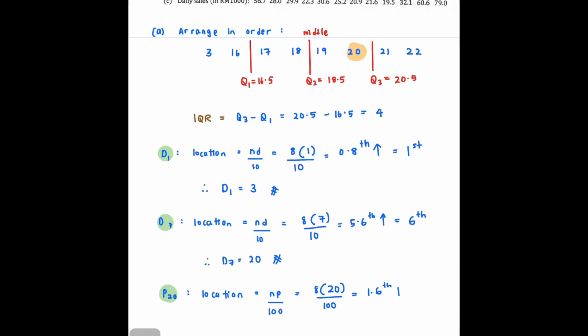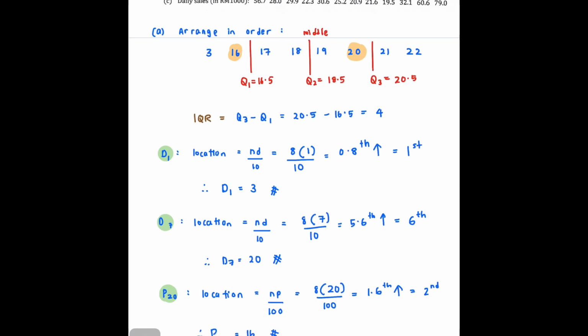When you have the decimal number, always rounding up. So rounding up to second. So where is your second data? 1 and 2. So this is your second data. So that is your answer for percentile number 20, which is equal to 16.